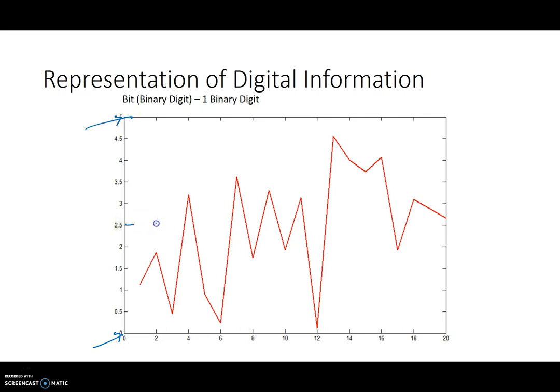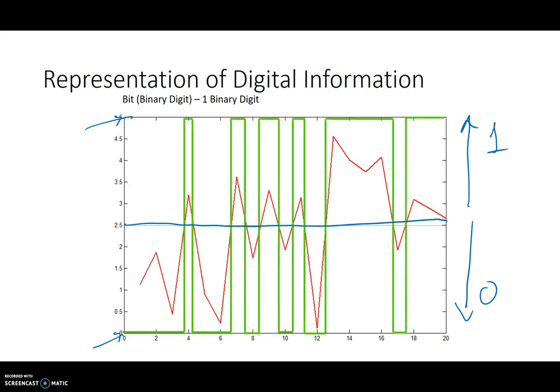So let's draw a line right in the middle and say anything below this is 0, anything above that is a 1. So what have we done? We've basically drawn a threshold line and indicated that anything above that is a logic 1 and anything below that is a logic 0.